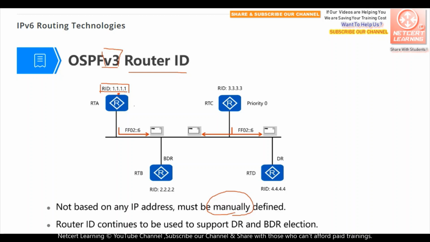Okay? And also, OSPF version 3 needs to select the DR and BDR. How to select the DR and BDR is the same as OSPF version 2. We will use the priority to select the DR and BDR. Priority 0 means this router will not join the election of DR and BDR. And also, if the priorities are the same, they will use the router ID to select the DR and BDR.